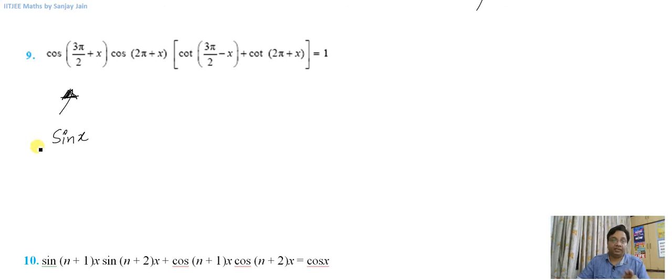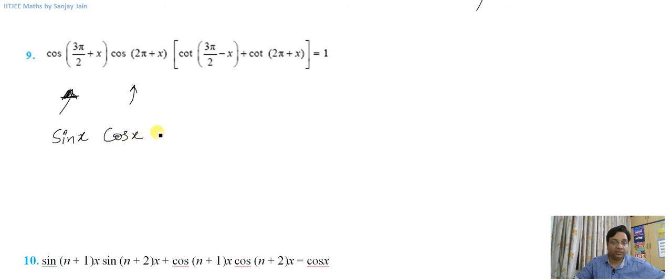Now I need the plus or minus sign. So which quadrant is this? 3 pi by 2 plus x. So it is fourth quadrant where cos is positive. So yes, it will be sin x only. Now look at this, cos 2 pi plus x. So obviously it will be cos x. So you can add any multiple of 2 pi in the argument, or for example in this case you want cos x or cos 2 pi plus x, cos 4 pi plus x, all are same, right?